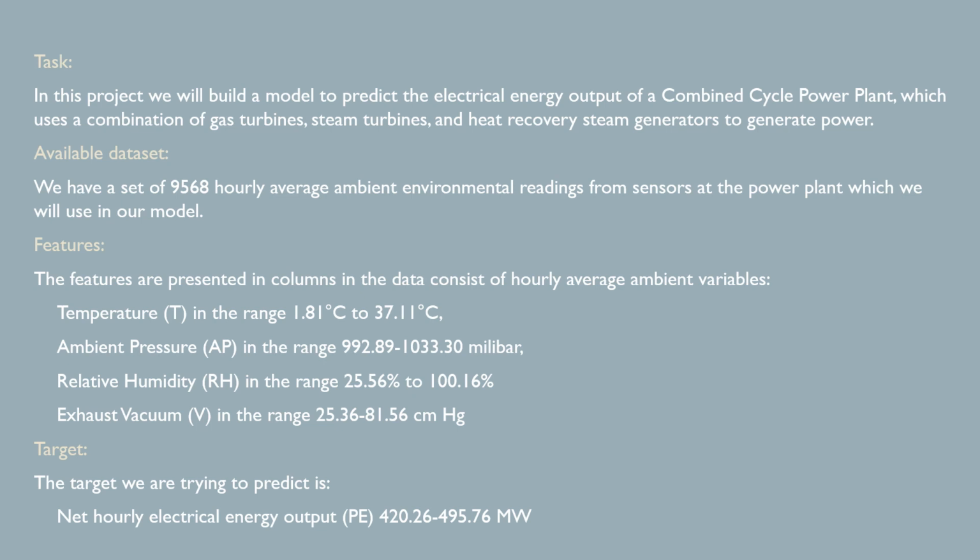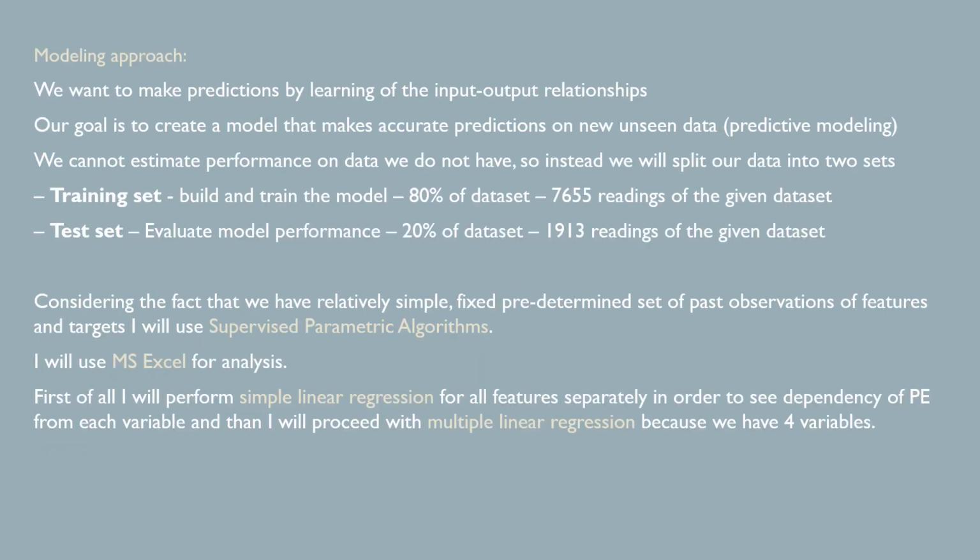The features represented in columns in the dataset consist of hourly average ambient variables: temperature, ambient pressure, relative humidity, exhaust vacuum. We are trying to predict the net hourly electrical energy output, PE. We want to make predictions by learning the input-output relationships. Our goal is to create a model that makes accurate predictions on new unseen data: predictive modeling.